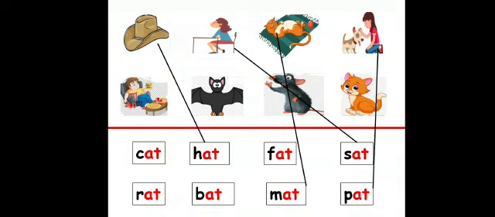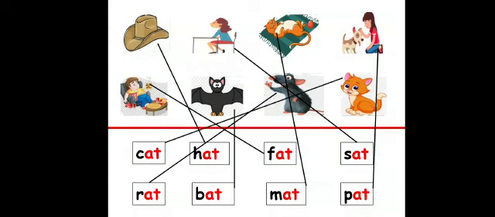We have fat. So, let's look for fat. And yes, there it is. Fat. Next. We have bat. Let's look for it. And there it is. Bat. Next. We have a rat. Let's look for it. And there it is. Rat. Next. We have cat. Let's look for it. And yes. Cat. Next.